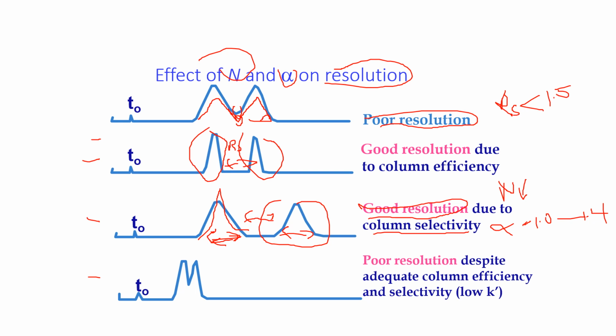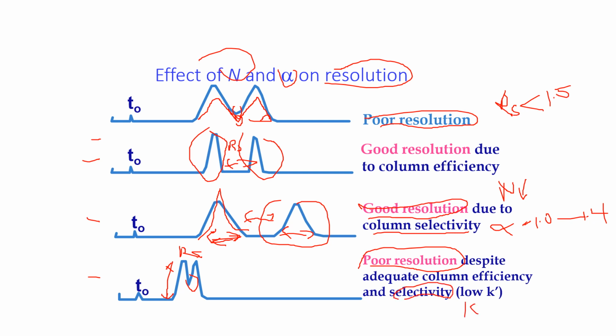And here you have a very poor resolution, Rs. They are not separated despite having good peak shape. This is tall and quite slim, right? But despite that, it's still giving you poor resolution. It means that you have to alter something else as well, and the selectivity is really low.